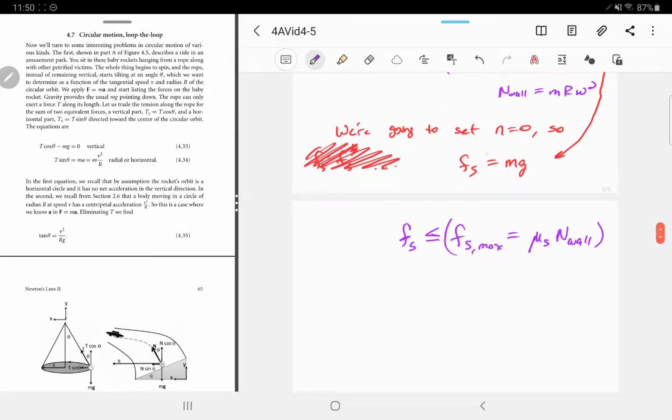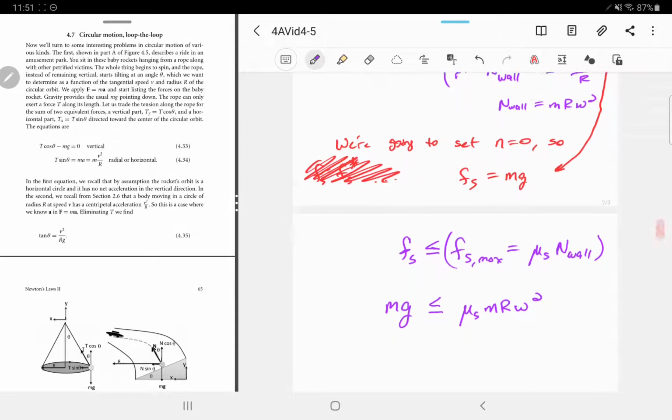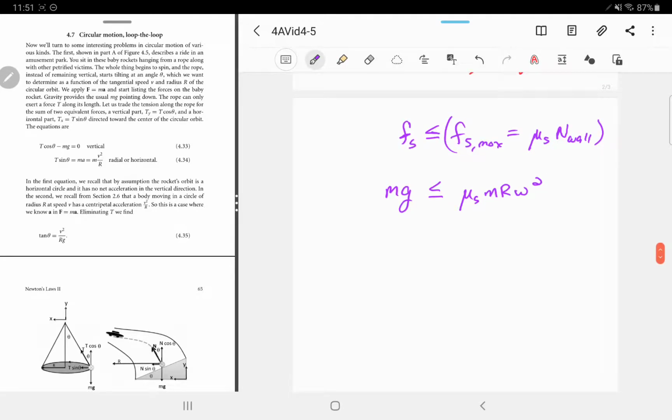So I'm going to use this thing in red to say F sub s is mg. That's the value it needs to have. And it needs to be less than or equal to mu sub s times n wall. And n wall, I have right here, is m r omega squared. All right, so canceling out mass on both sides and then solving for omega, we get omega is greater than or equal to the square root of g over mu sub s times r.